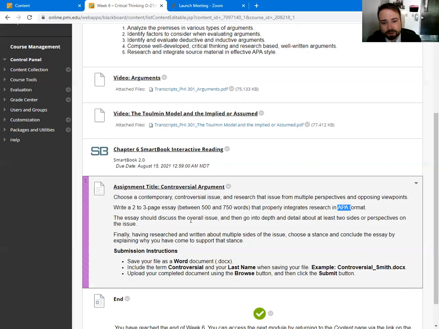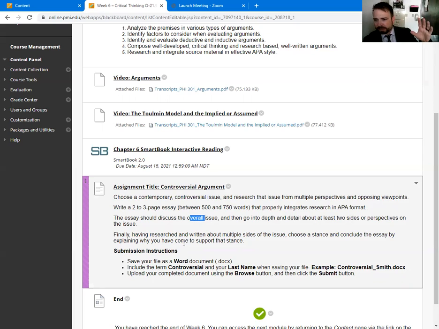This essay should discuss the overall issue, so you want to present the issue as a whole, and then go into depth and detail about at least 2 sides of perspectives. If there are more that you can bring, do so. If there's 3, 4, 5 different viewpoints on it, bring them all together. Side A thinks this, side B thinks this, side C thinks this, et cetera. Finally, having researched and written about multiple stances, you choose your own stance and conclude the essay by explaining why you have come to support that stance.